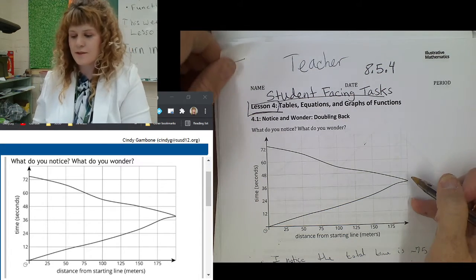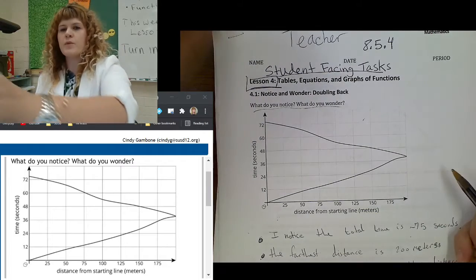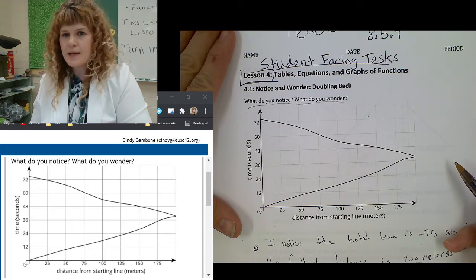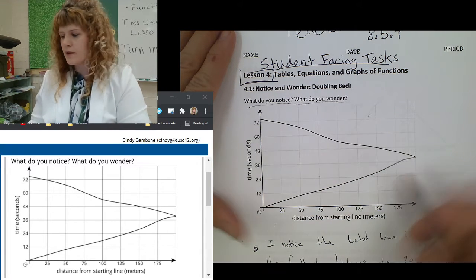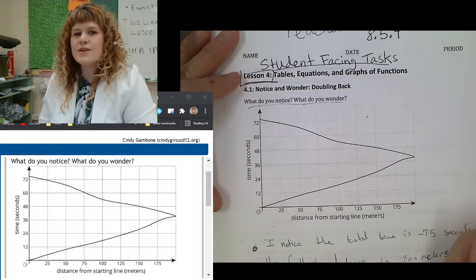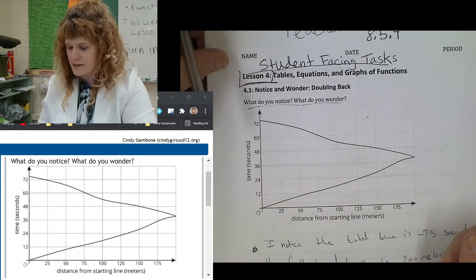Notice and wonder. What do you notice and what do you wonder with this graph? You can type in whatever you notice or wonder. There's no right or wrong answer. But I'd like you to type in an answer that uses the scale on either the X or Y axis.